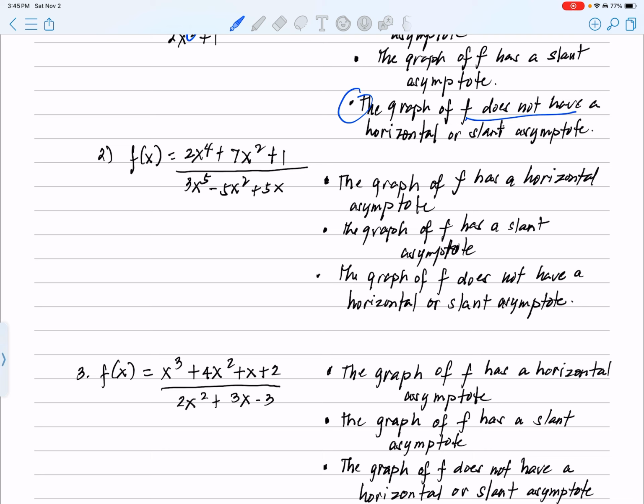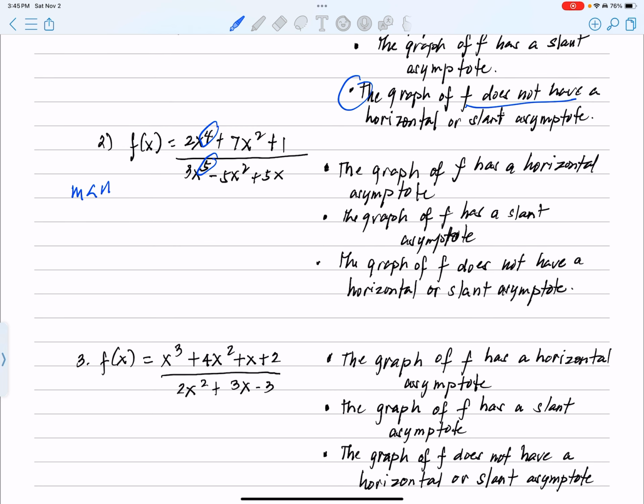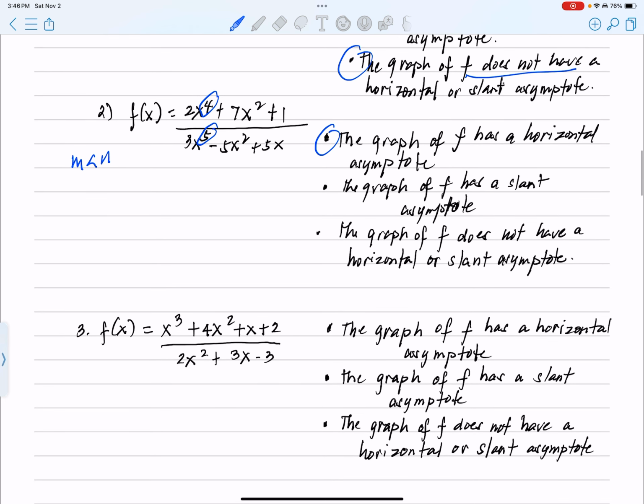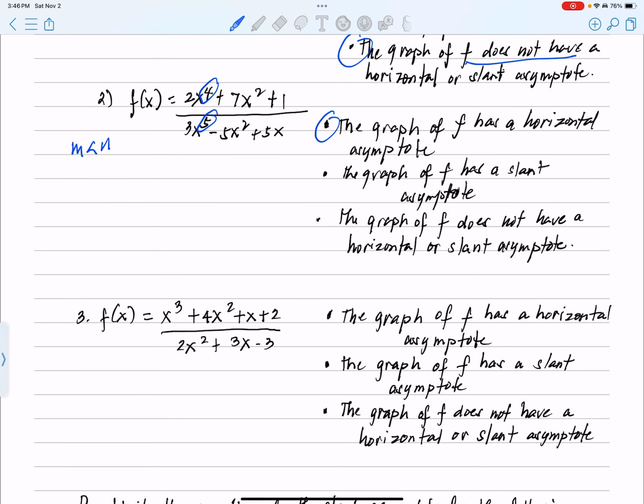f of x is 2x to the 4th. I'm looking at the first term and the fifth. So the degree of the numerator, say m, is less than n. Okay. It goes with the first case or third case of the horizontal asymptote. But we're not looking at what that asymptote is, so long as we know that there is a horizontal asymptote in this case. Okay? It's not slant, because there is a horizontal asymptote.